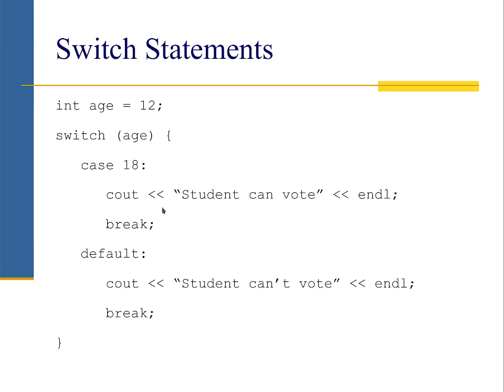That was a skeleton. This is an example. Let's say age is 18, so switch age. We are looking at this case. I say when the case is 18, you should print "students can vote", and you should break. Anything apart from that, the default, you should print "students can't vote".